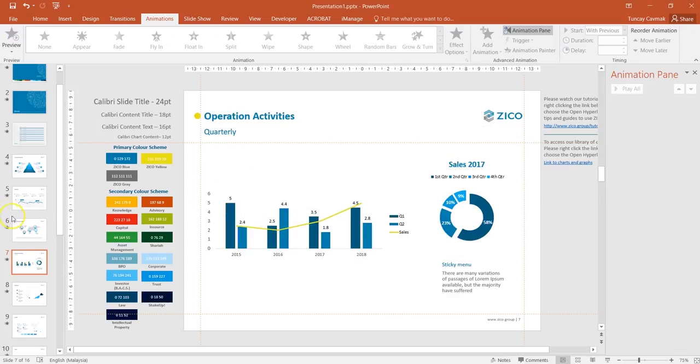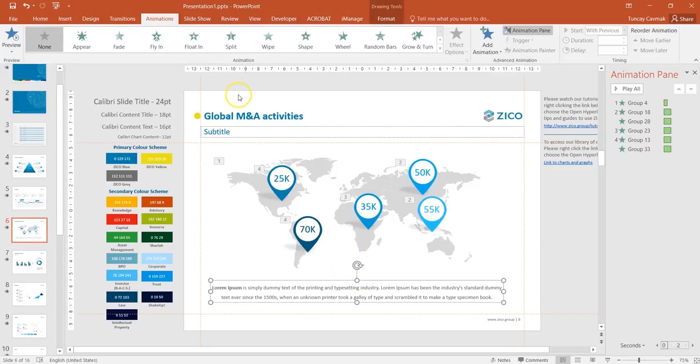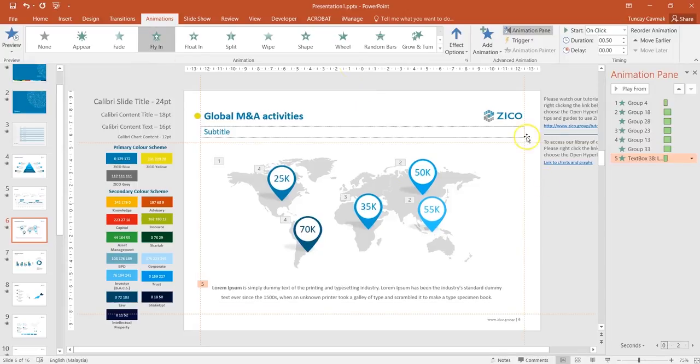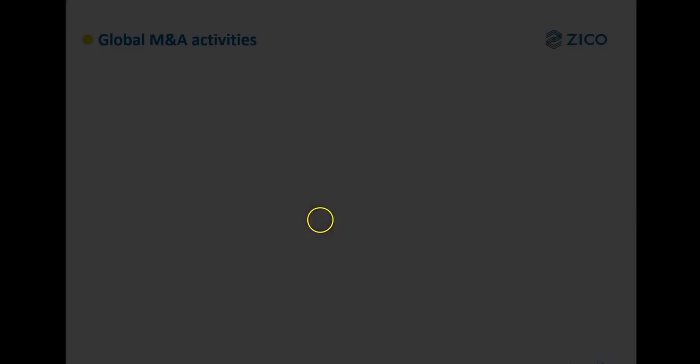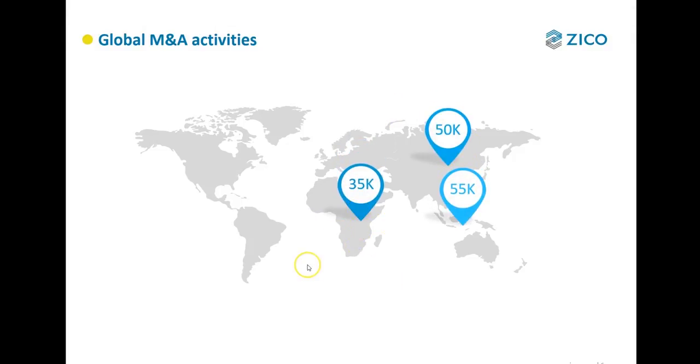Now we have the caption on the bottom. So let's make the caption fly in. All right, so now you see text box 38 on the right. That is the caption's animation settings. All right, and then lastly, on the 5th click, the caption will come in.